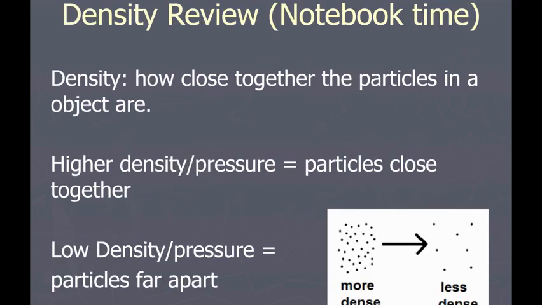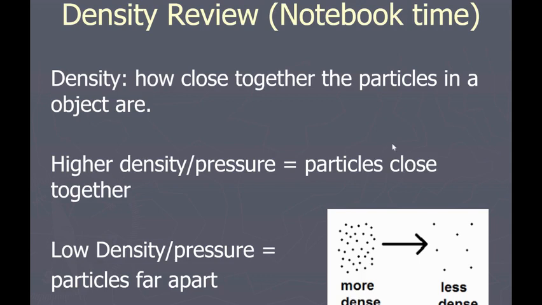You should have your notes glued in at this point, and at the top we're doing a little bit of density review. At the beginning of the year, we did our experiment where we were testing if something would sink or float in water, and that has to do with density. Density is just how close together the particles in an object are. Let's say I have a plastic BB and a metal BB. The metal BB is going to be more dense because those atoms in it, those particles, are closer together. There's less space between them, so it's more compact, more dense.